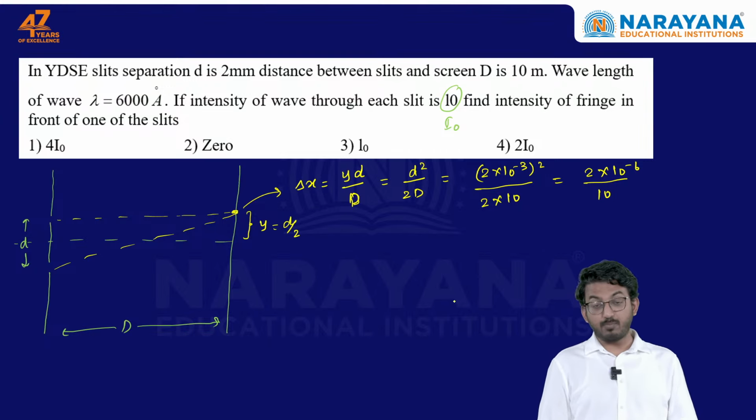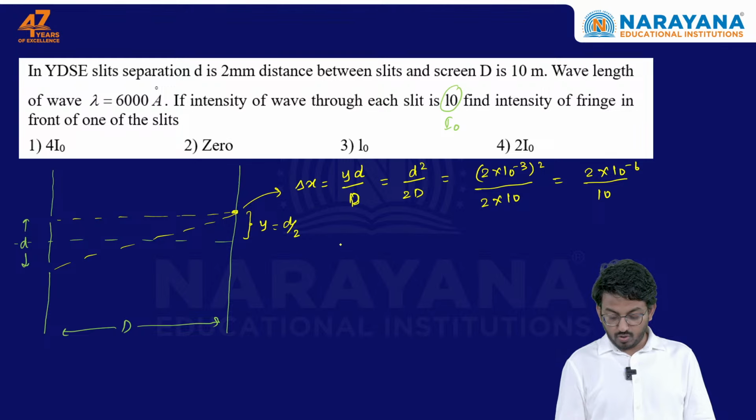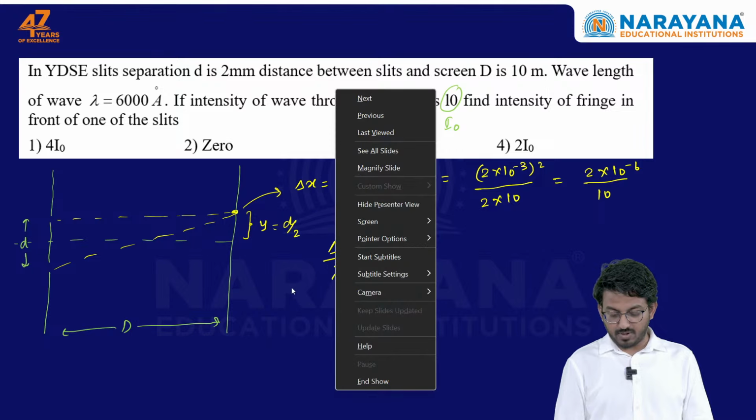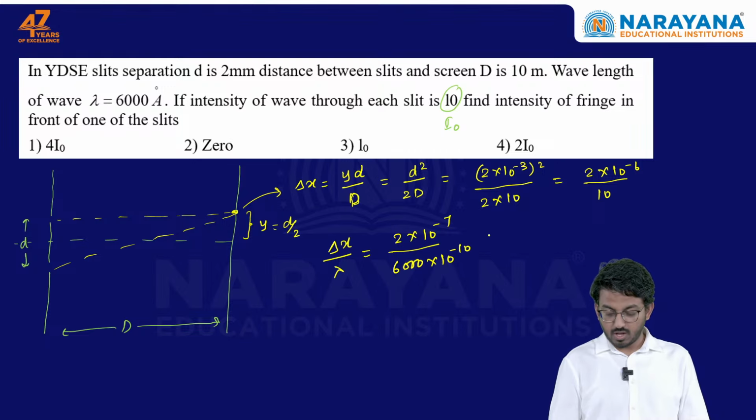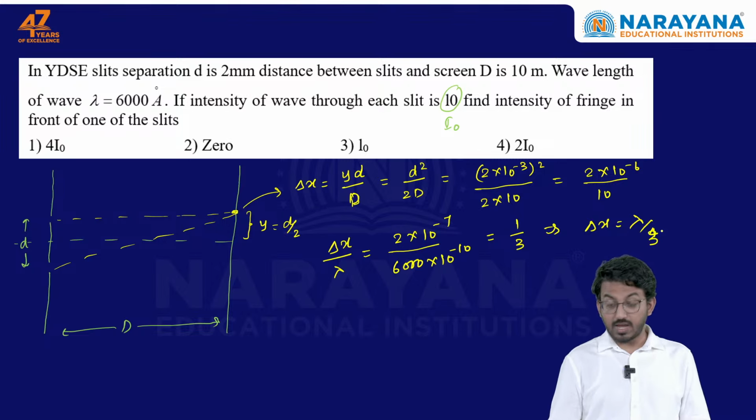Now we have to see what the path difference is in terms of wavelength. So delta x divided by lambda is equal to, so we have this as 2 into 10 raised to the power minus 7, and wavelength is given to be 6000 angstrom, meaning 6 into 10 to the power minus 7. So this here comes out to be 1 by 3. Finally we have delta x is equal to lambda by 3.